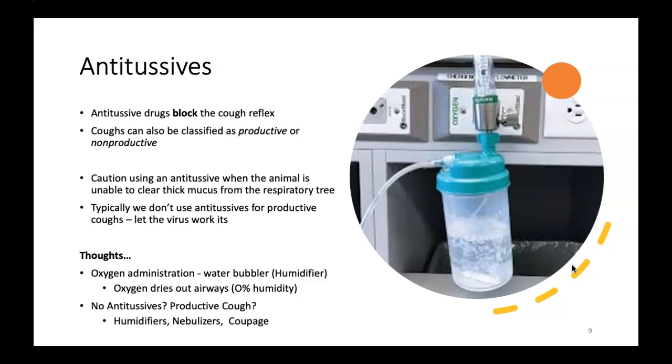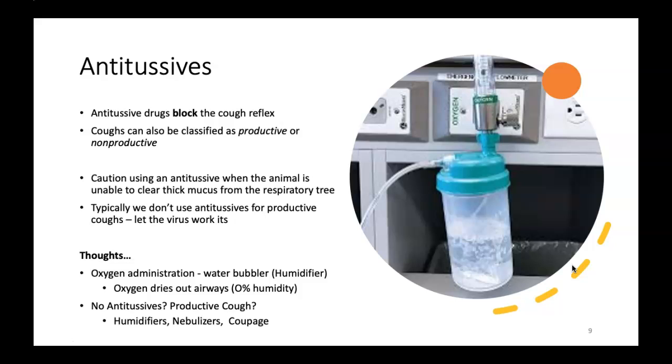Humidifiers, when we have a productive cough, can be really excellent, but mostly we're using humidifiers for upper respiratory illness rather than lower. In general, when we're using humidifiers, again mostly for upper respiratory, we can use them for lower respiratory productive coughs as well. However, the animal tends not to take a deep enough breath to actually get those fluid droplets into their lungs. So it tends not to be as impactful for those deep productive coughs.